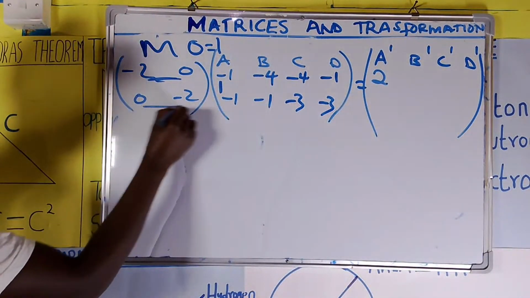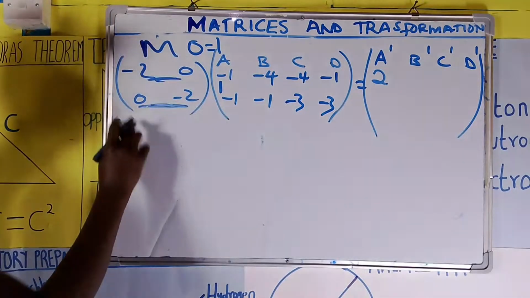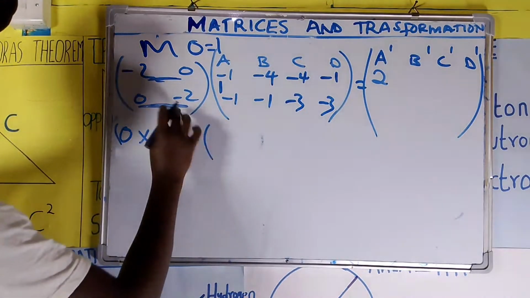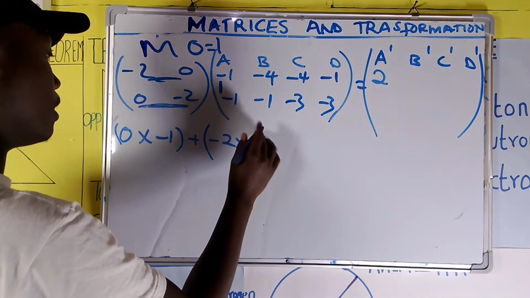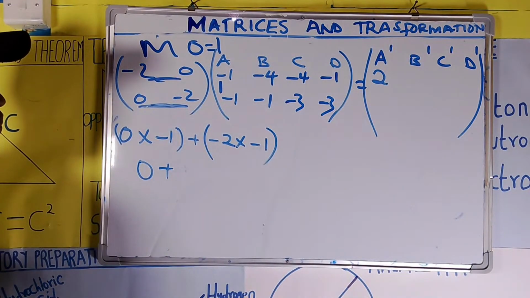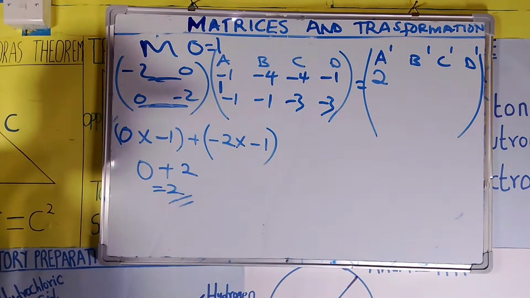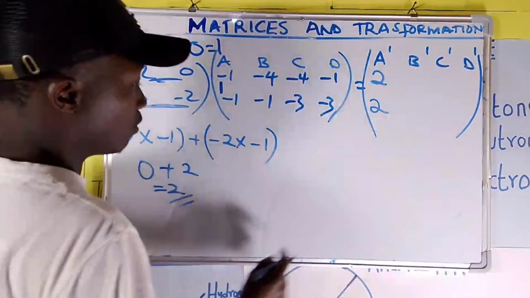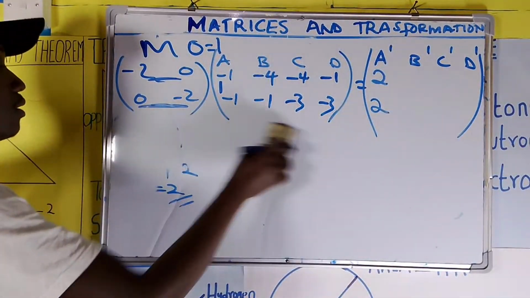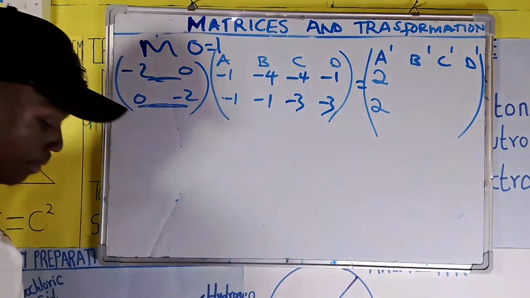Tunamaliza, tunafanya ya chini. Ya chini itakuwa 0, -2 na -1, -1. So itakuwa 0 times -1 plus -2 times -1. So 0 times -1 is 0 plus -2 times -1 is 2. So that will be equal to 2. So hapo itakuwa 2. Then tuende ya pili. So tumemalizana na hii. Tuende sasa ya pili.